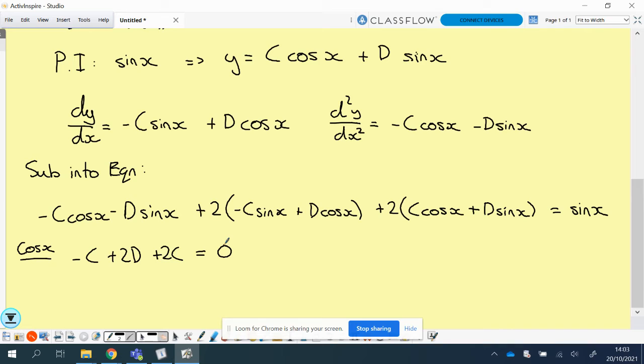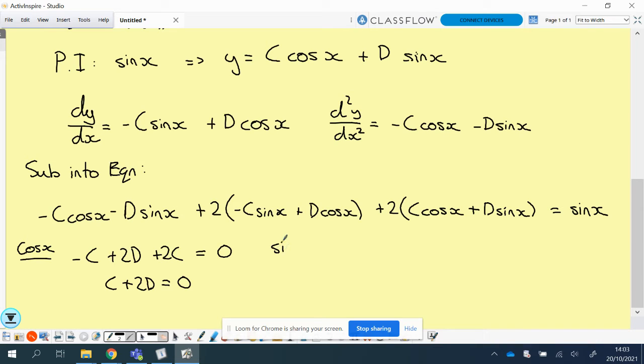Okay, I can tidy that up before I move on. So negative c and plus 2c can cancel, so I'm going to have c plus 2d has to give me 0. I can't solve for that at the minute, but I've got a general idea of what the rule would have to be for c and d. Okay, c plus 2d has to equal 0.